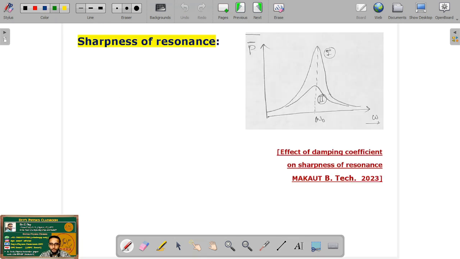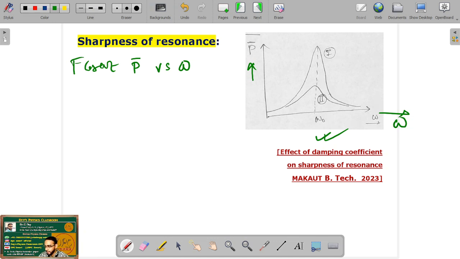Next, we will discuss one term that is called sharpness of resonance. What we discussed previously, in case of forced vibration, suppose f cos omega t is the external driving force acting on the oscillating system. Then the average power P bar versus the frequency graph would be like this figure. Along the y-axis average power is plotted, along the x-axis frequencies of the driving force are plotted. Here we consider two cases. This is case 1 and this one is case 2.